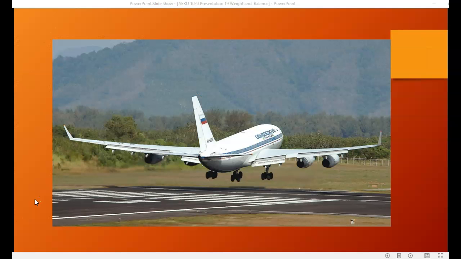Here's a picture that demonstrates why it's so important to calculate your weight and balance before you take off in an aircraft. It appears that this aircraft may be loaded heavier than its maximum gross takeoff weight. It appears that it just got off the ground right before the end of the runway, and it may have a problem clearing that mountain.